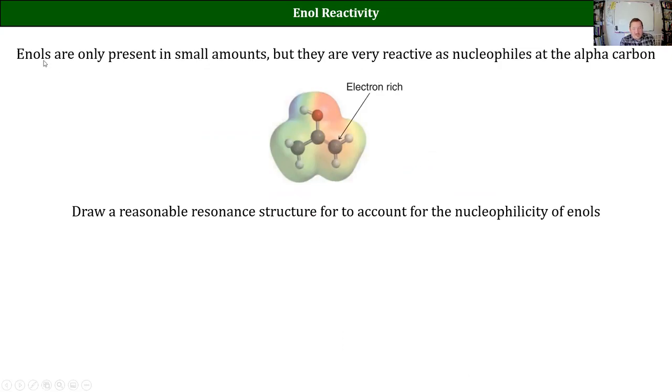The other thing that's really interesting about these enols is they actually react a little bit differently than alkenes, because they're very reactive as nucleophiles. The alpha carbon can actually act as a nucleophile in the enol form. So try and draw a resonance structure. If you start from just acetone, draw the enol form, and then try to draw a resonance structure that would explain why the alpha carbon might be a good nucleophile.